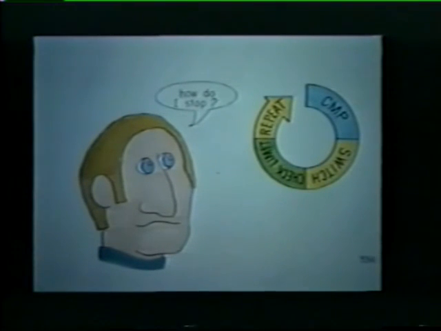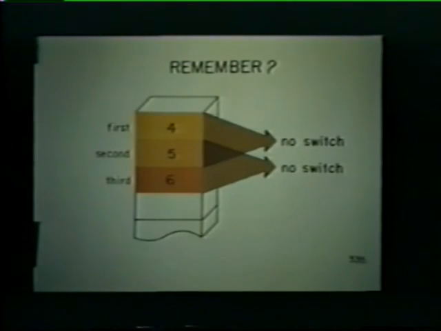At this point, you might be asking, how do I stop? What you've said so far is just fine. We can compare numbers, switch them if necessary, check the limit, reset the pointers to repeat the program, but how in the world does the program ever stop? How do you know when you've repeated the process enough times to make sure that all of the numbers are in the proper order?